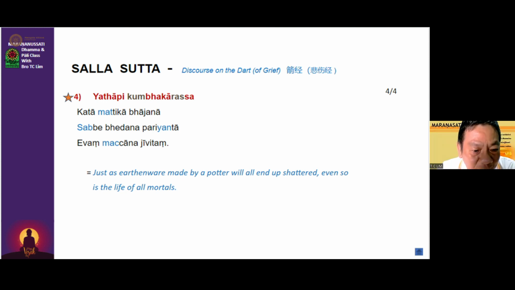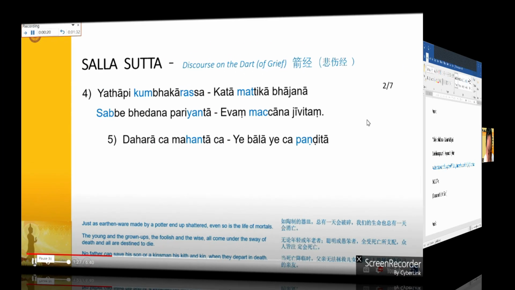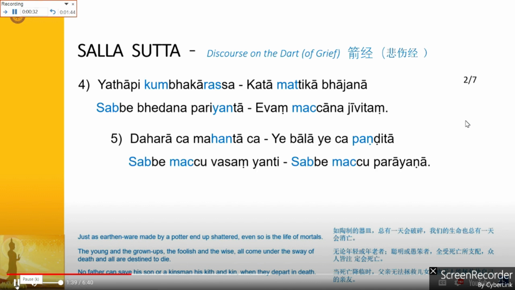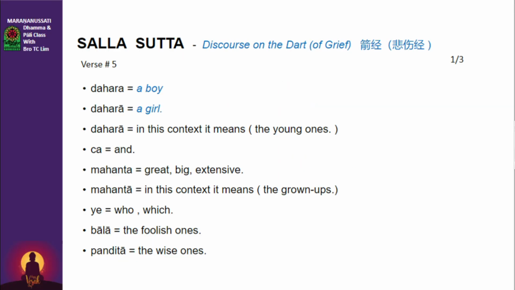That's verse 1 to verse 4. So we can proceed to verse 5. Dahara cha mahanta cha ye bala ye cha pandita, sabe machu vasang yanti, sabe machu parayana. So verse 5: the word dahara is actually a boy. With the long A, dahara is a girl. But here, in this context, it means the young ones. Okay, young boy and young girl. It means both, the young ones.